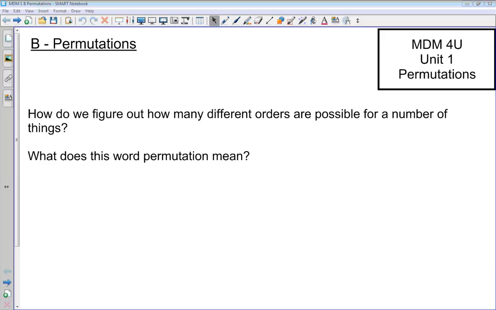In our last lesson, we were interested in counting the number of different ways a series of events could occur, or the number of possible outcomes when you had a series of events. What we're interested in today is how to figure out how many different orders are possible for a number of things. So we've got a set of things. We want to take some stuff from that set and arrange it in a number of different ways. We want to see how many different ways we can order them, or we'll often use the term arrangement in place of that.